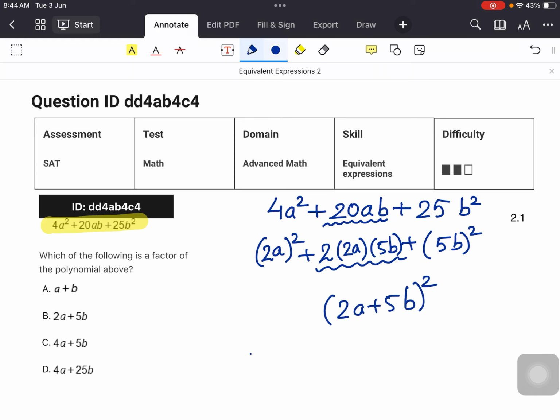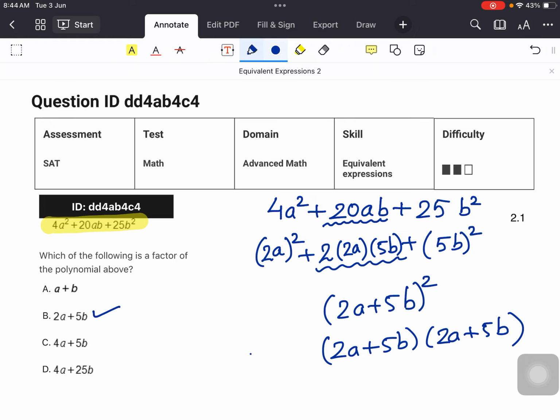They are asking which is a factor of the polynomial above. So I can say that 2a plus 5b definitely is one factor which we'll get from here, because I can write this square as 2a plus 5b and 2a plus 5b, 2 times, right, for power 2. So the answer is B.